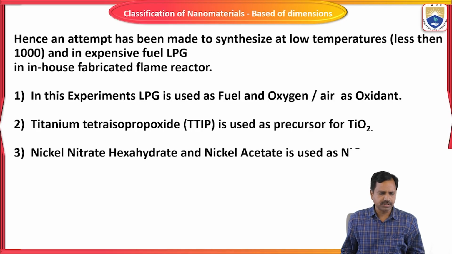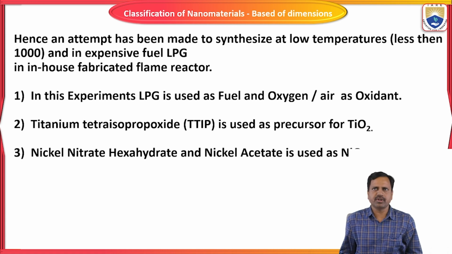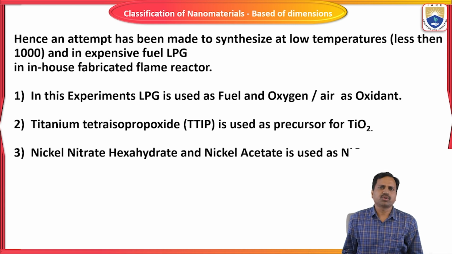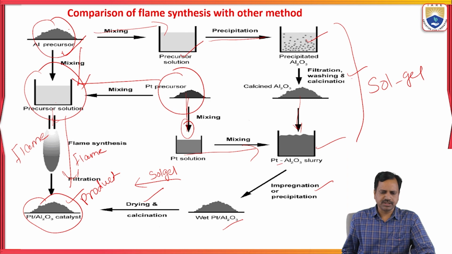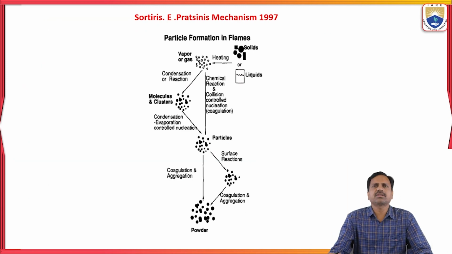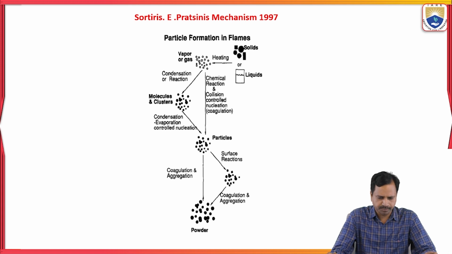Hence, in this experiment, LPG is used as the fuel, oxygen will be used as the oxidant, and titanium tetraisopropoxide will be used as the precursor. Okay, so we can see what the mechanism is, and how the particles will be formed in this process.